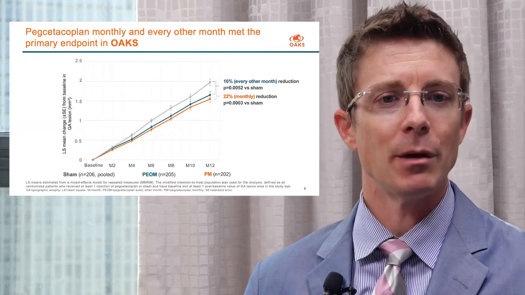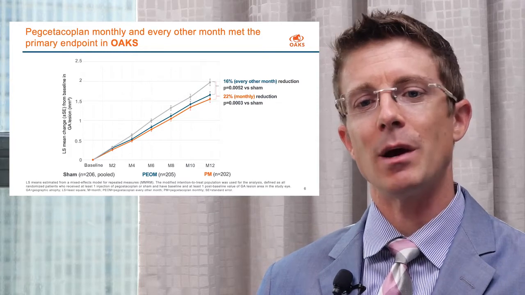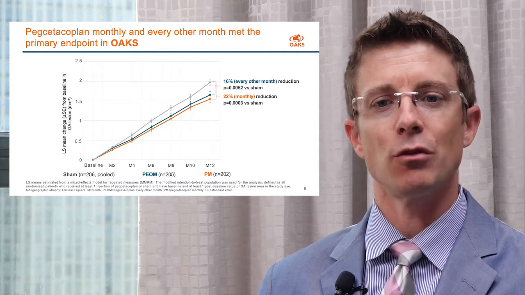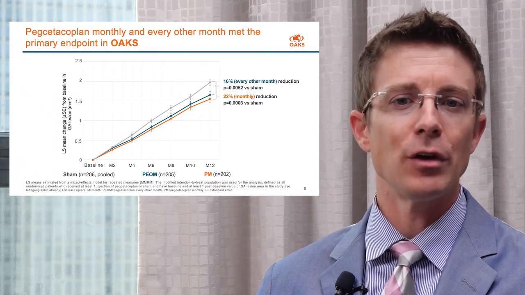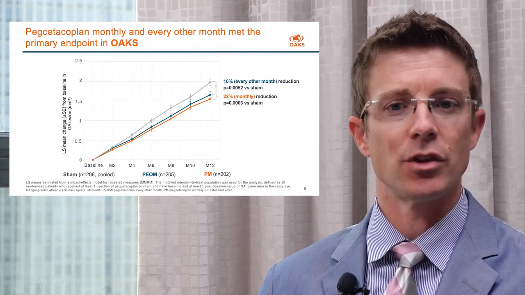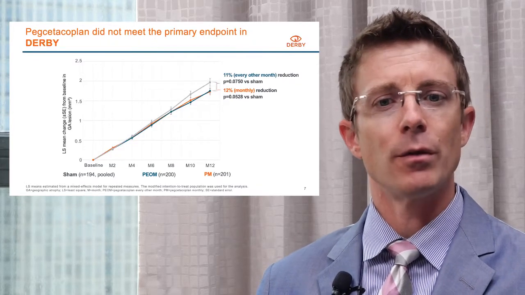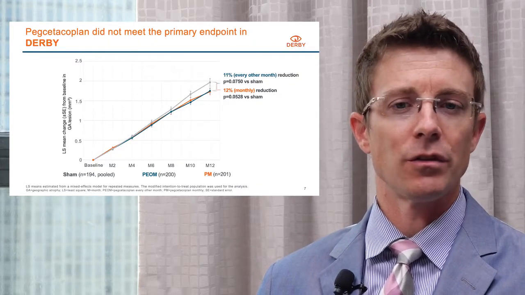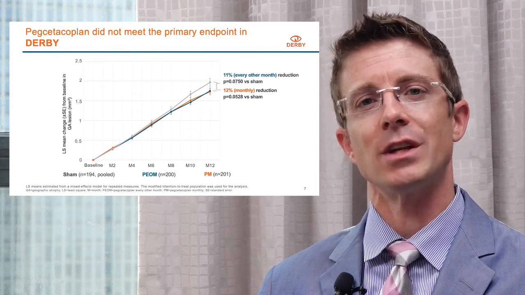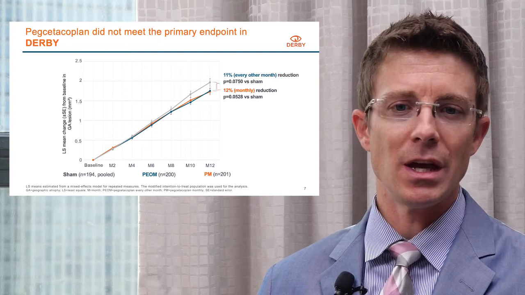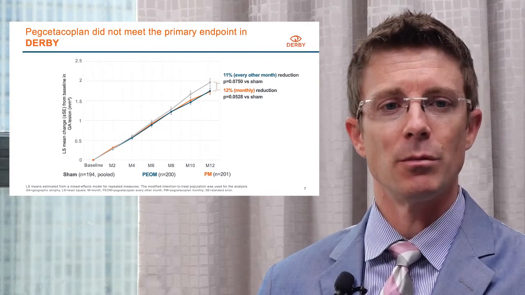So for the primary endpoints in the OAKS trial, specifically, pegcetacoplan met the primary endpoint in the OAKS study with a 22% reduction in GA lesion size. The every other month group saw a 16% reduction. Both of these were highly statistically significant. However, in the DERBY study, statistical significance was approached but not quite achieved, where we saw a 12% reduction in monthly GA progression versus 11% for the every other month treatment arms.